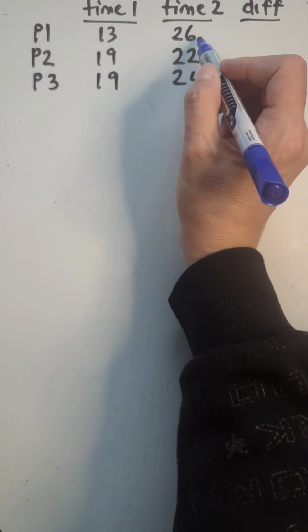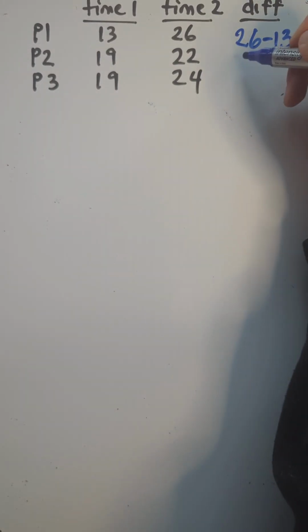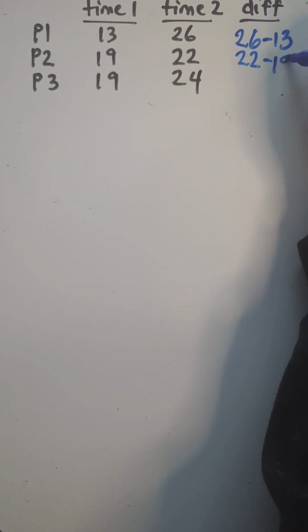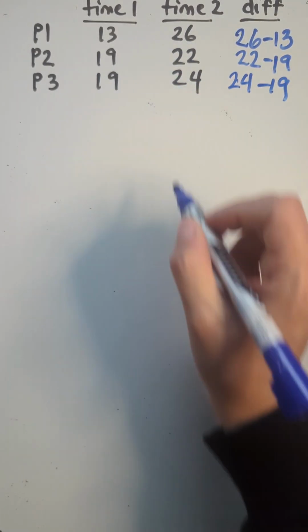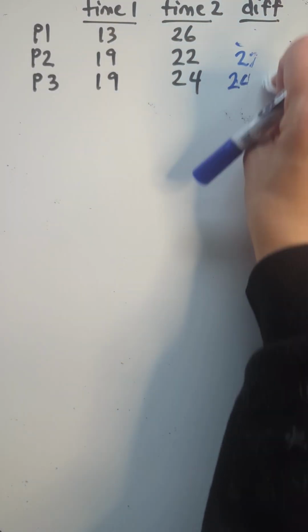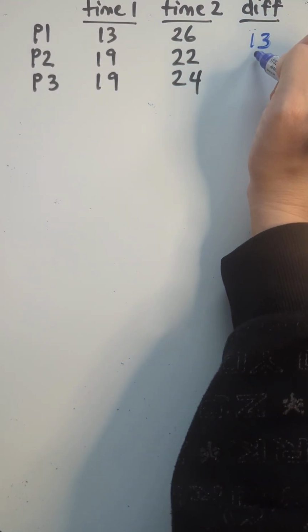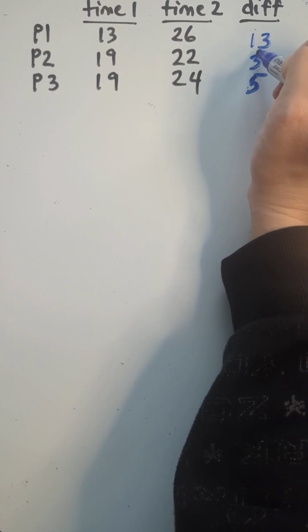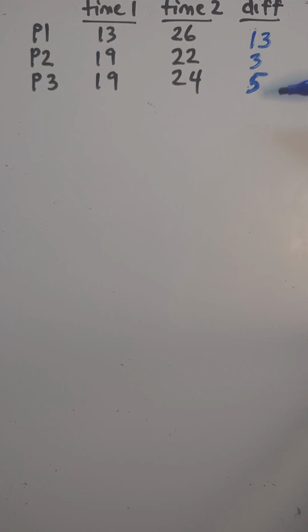Instead, we're just going to start with 26 minus 13, and then 22 minus 19 for participant 2, and then finally 24 minus 19, because we always start with time 2 and then subtract time 1. And I'm going to write those actual values in now that you see my process. So here, this is 13. Here, this is 3. And here, this is 5. So the differences between the times for each participant are shown here. P1 has a big difference, P2 has a relatively small difference, and P3 is somewhere in the middle.